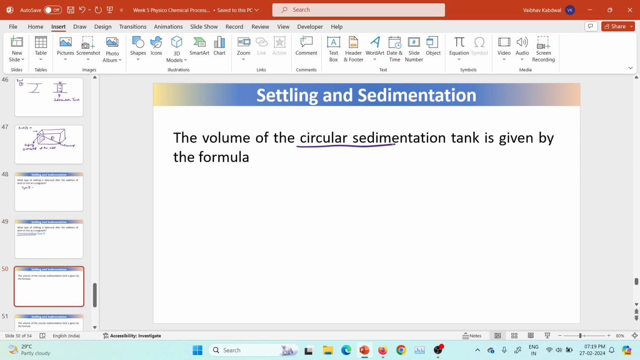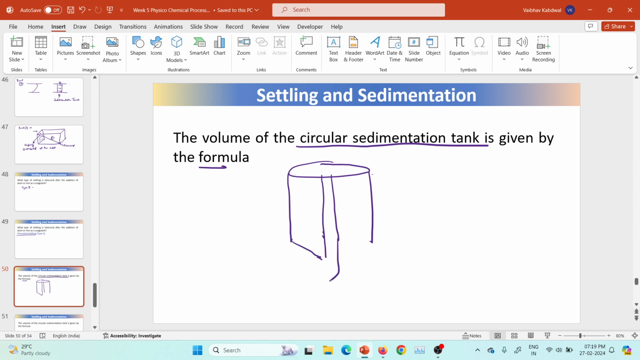The volume of circular sedimentation tank is given by the formula. It looks like this. The inlet is at the center. At the bottom it looks like a frustum, so it is a cylinder plus frustum. The water will come inside and leave like this. This is a circular clarifier or circular sedimentation tank. So this is the frustum, this is the cylinder.